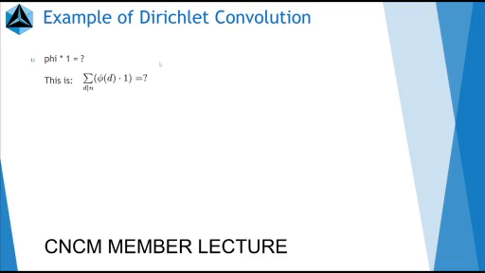So here's an example of the Dirichlet convolution. Phi convolved with 1 is equal to what? In more conventional mathematical terms, this is the sum over all divisors d of n of phi(d) times 1, or the total of phi(d) over d dividing n, is equal to what? Again, if you want to figure it out for yourself, you can pause the video right here.